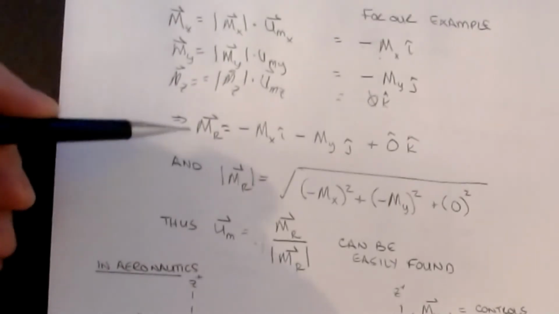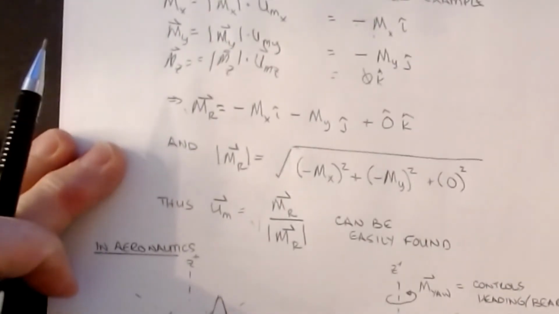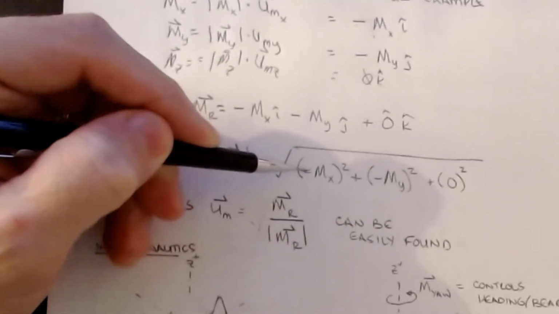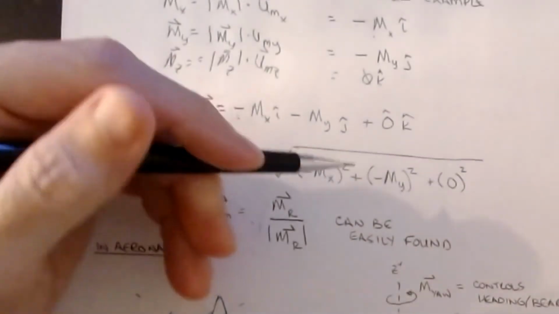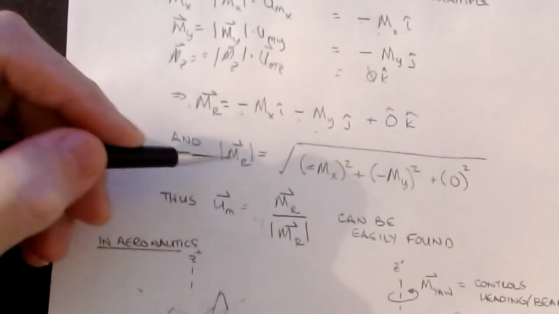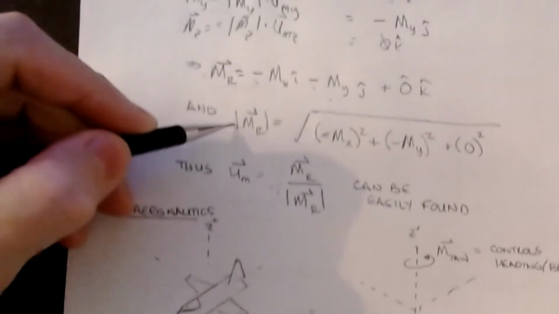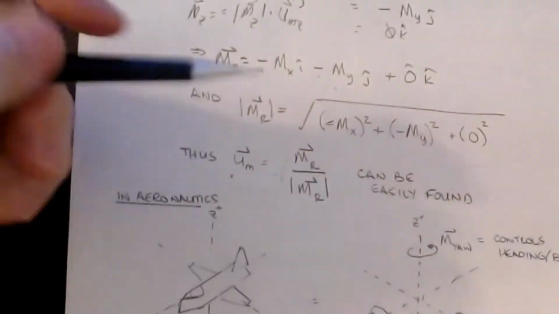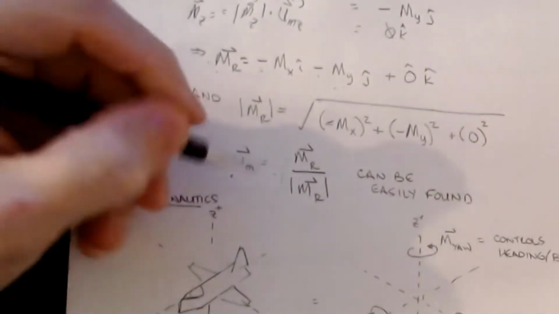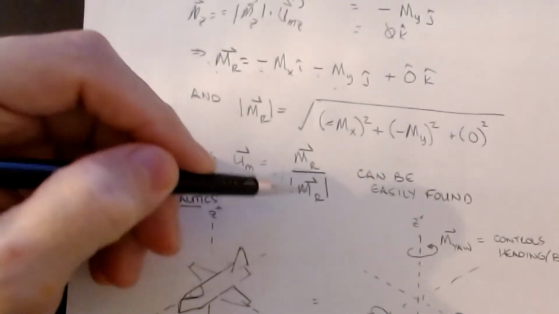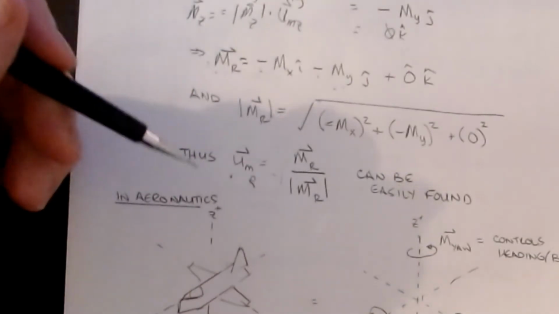Once I have this, I can play all the games we had before. MR in this case is the square root of negative mx squared, because we're squaring the magnitude and the sign, plus negative my quantity squared, plus 0 squared, which gives me the magnitude of that moment resultant. Then once I have this, I can deduce the axis of rotation as a unit vector for MR, which is the vector MR over the magnitude of MR. That can easily be found on this particular problem.